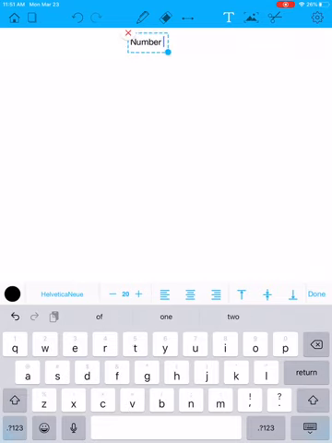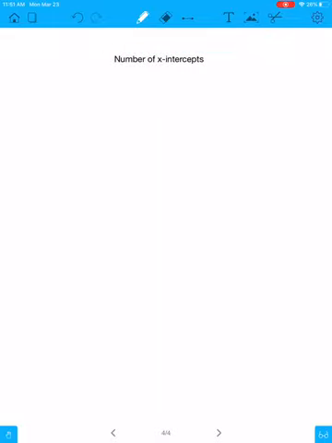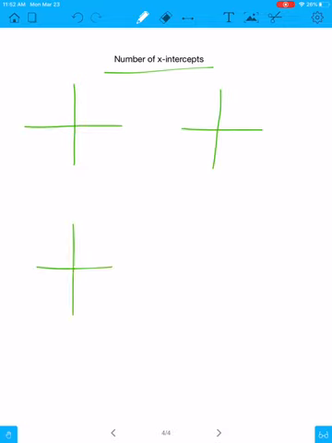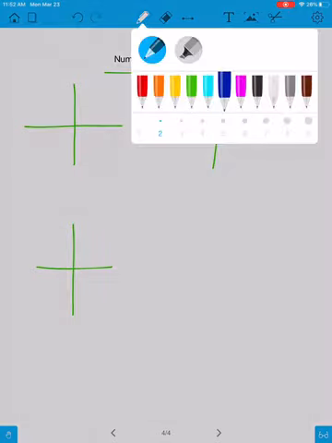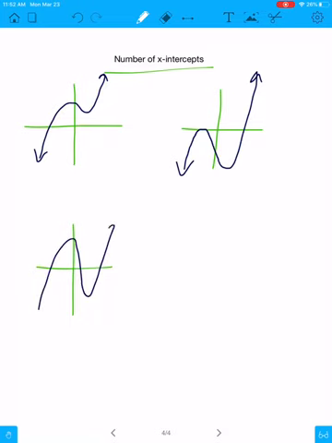Number of x-intercepts. Okay. The number of x-intercepts, because it's an odd degree and your arrows are in opposite directions, you're for sure always going to have 1. So I'm just going to sketch 3 different ones here to prove a point. So we can have a graph that goes like this. We could have a graph that goes, touches tangent, comes down, goes back up. We could have a graph that goes right through.